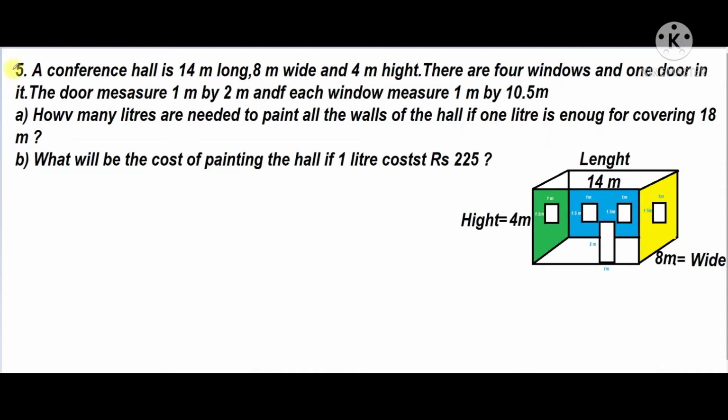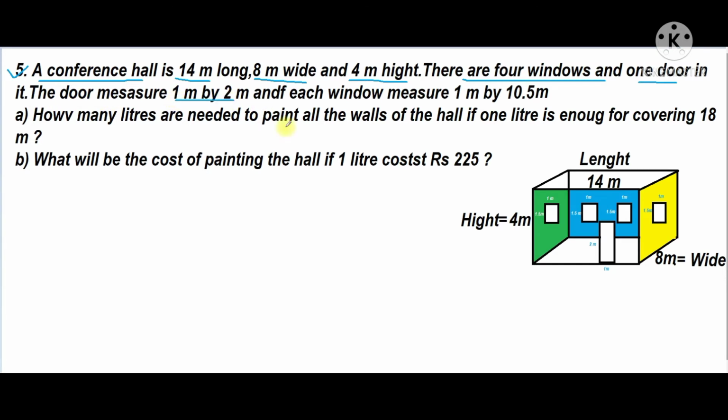So see question number 5. A conference hall is 14 meters long, 8 meters wide, and 4 meters high. There are four windows and one door. The door's length is 2 meters and breadth is 1 meter.